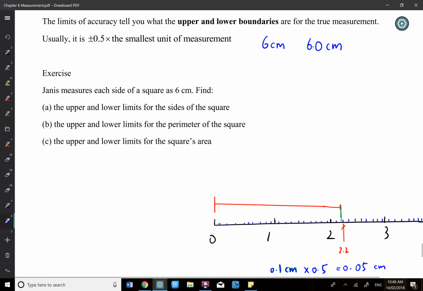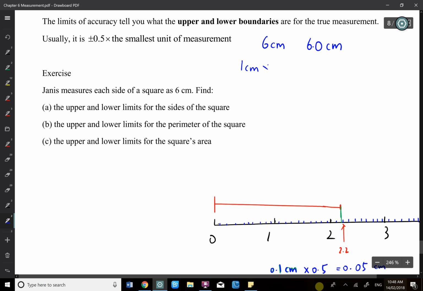So if you think about the boundaries, this smallest unit will be 1 centimeter times 0.5. That gives you 0.5 centimeter. So the actual range of this object came from 5.5 to 6.5 centimeters. Okay, so it's a wider range.